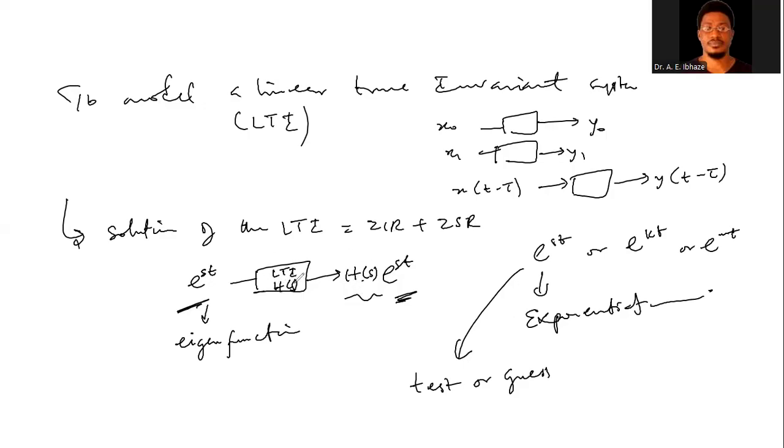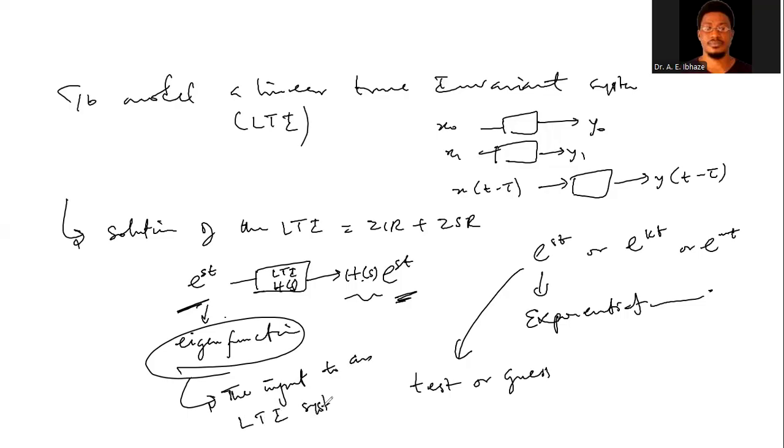So when we want to synthesize the system, then this becomes very important. And that is why the eigenfunction is usually referred to as the input to the LTI system. The H(s) is the eigenvalue. And that gives us the properties of the system. And this is what we use, the eigenvalue is what we use to characterize or synthesize the system.